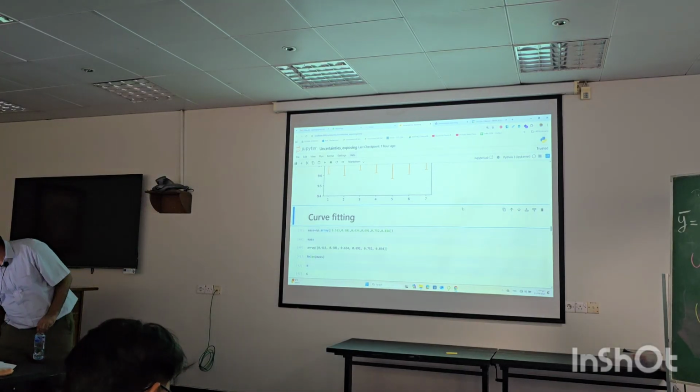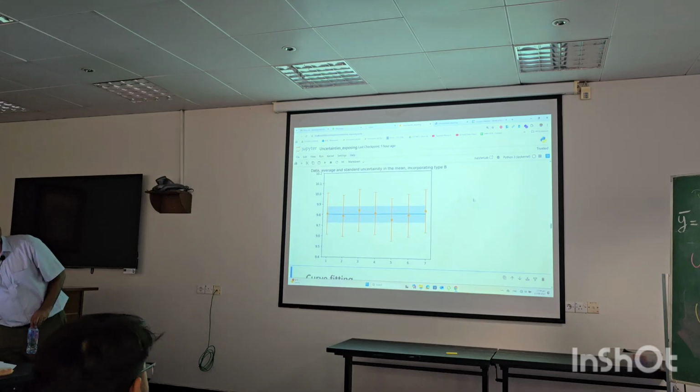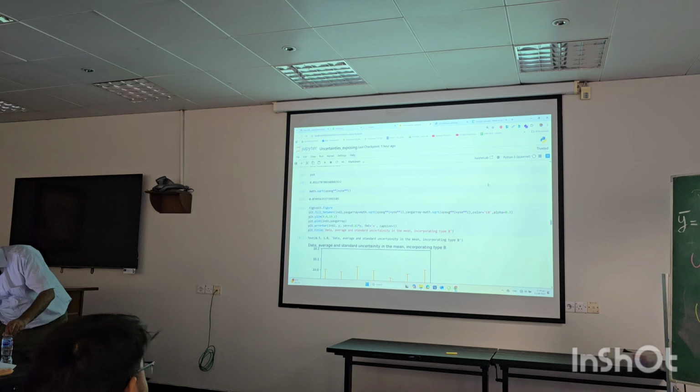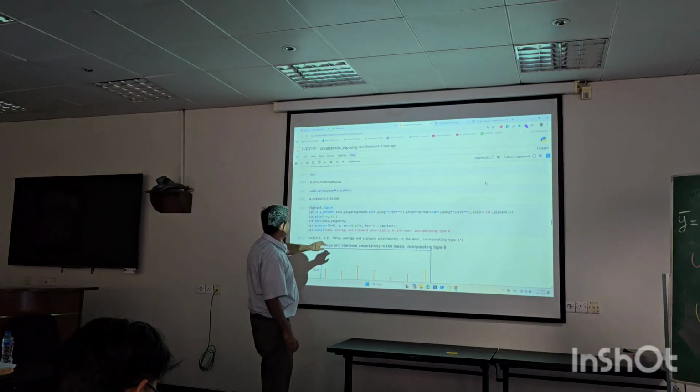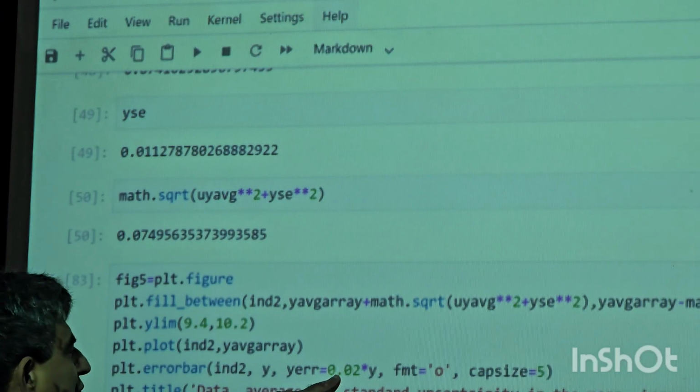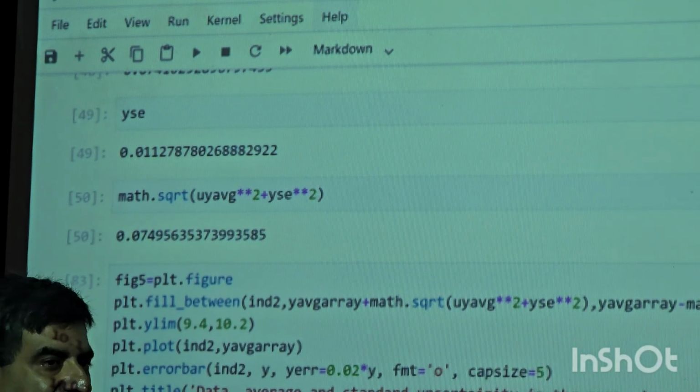Multiplied 4 with 0.02 when calculating uncertainty in value y. Scroll down a bit. Yes, there, 0.02 times y. Where? Second last, minus 4. Yes. Given error bars, 2% error bars. Yeah.